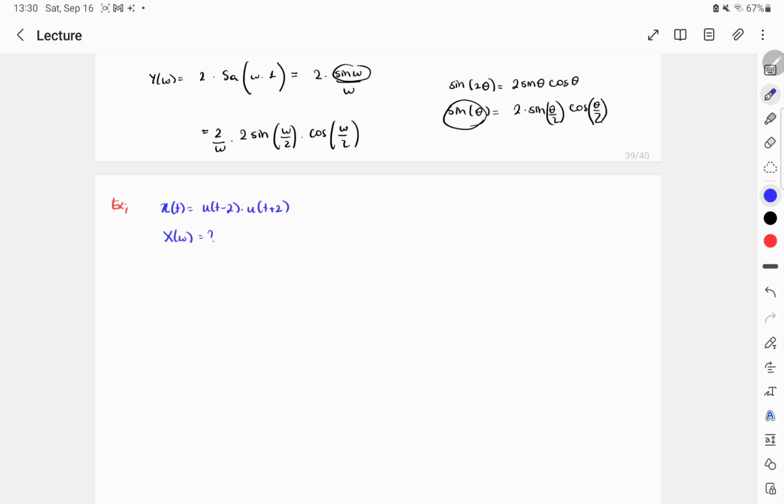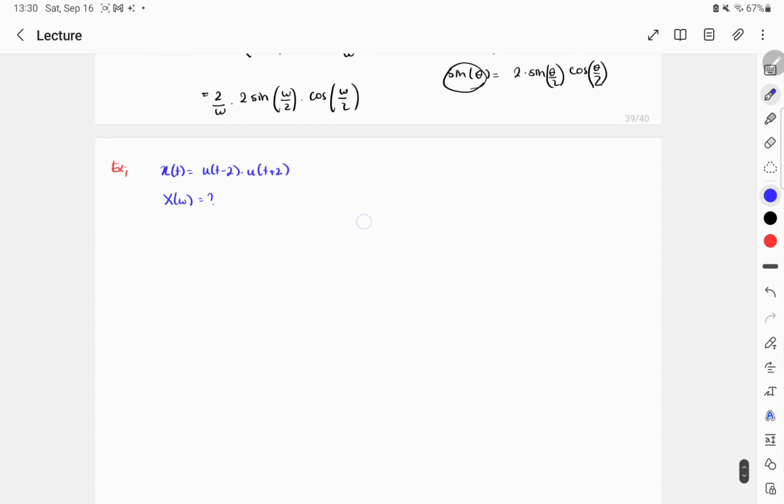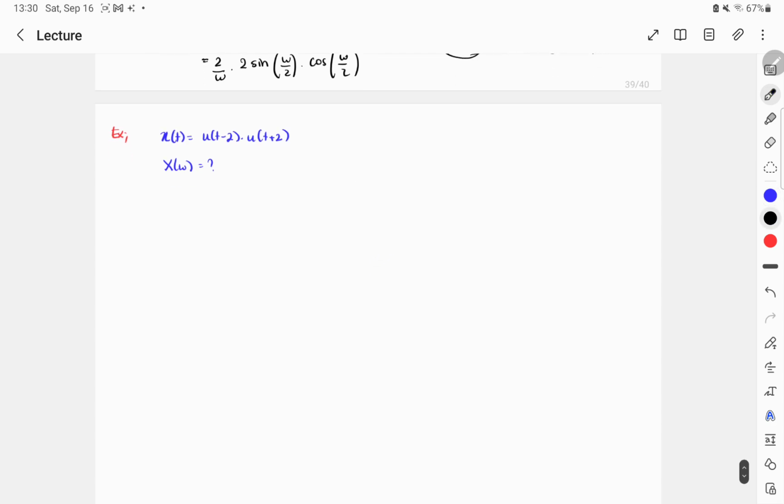So our example tells us that we have a signal x in the time domain, and it is equal to unit step function (t minus 2) times unit step function (t plus 2). And we are asked for its Fourier transform. So what do we do here? First, let me show the graphs themselves.